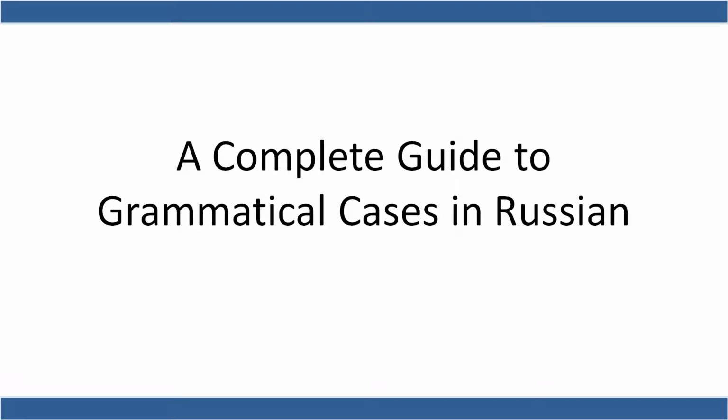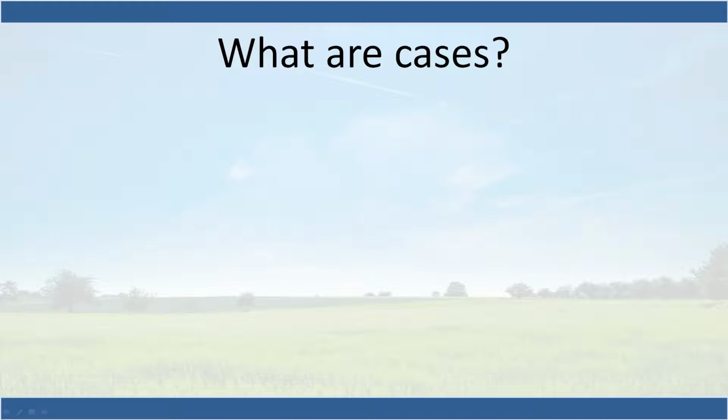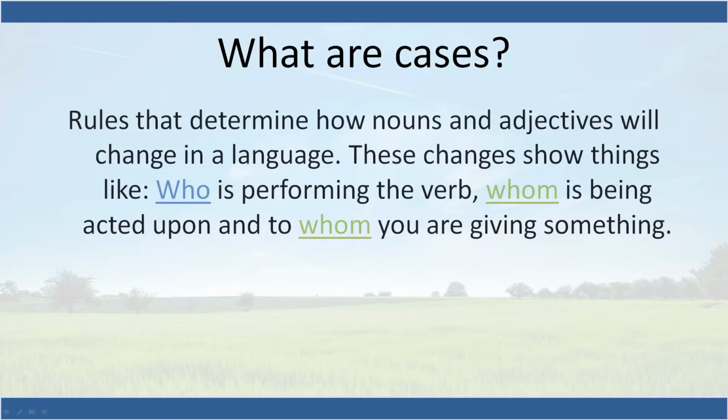A complete guide to grammatical cases in Russian. What are cases? The simplest way I can explain this is by saying they are rules that determine how nouns and adjectives will change in a language. These changes show things like who is performing the verb, whom is being acted upon, and to whom you are giving something.